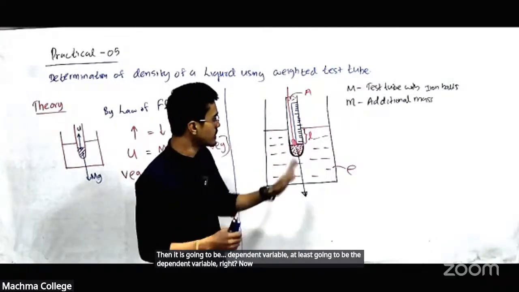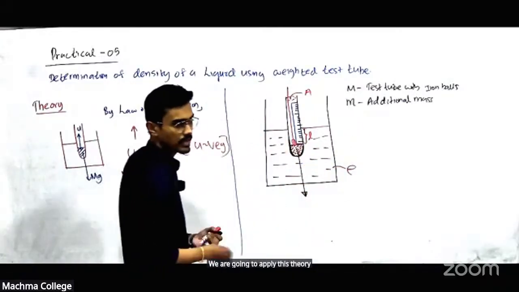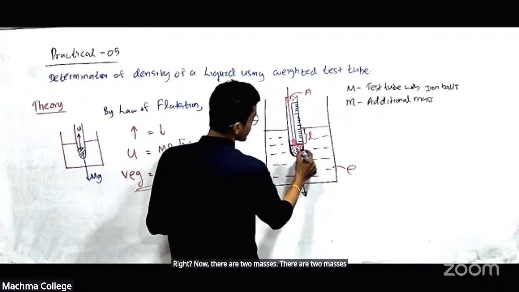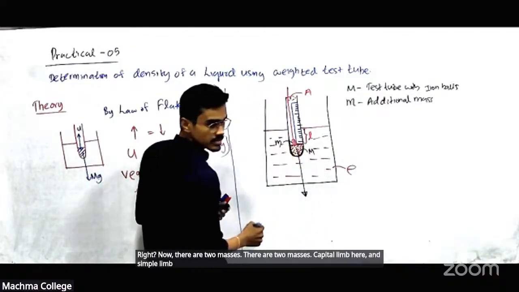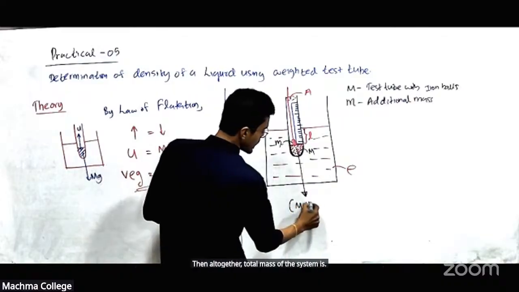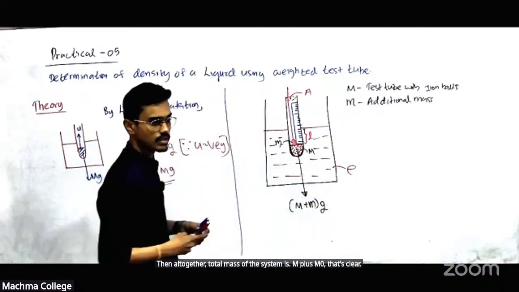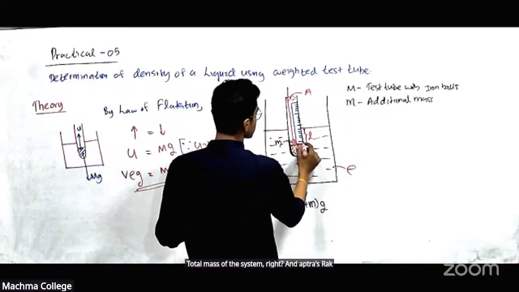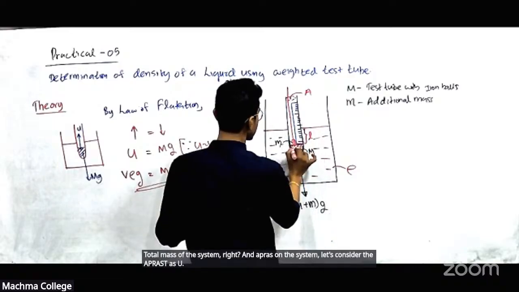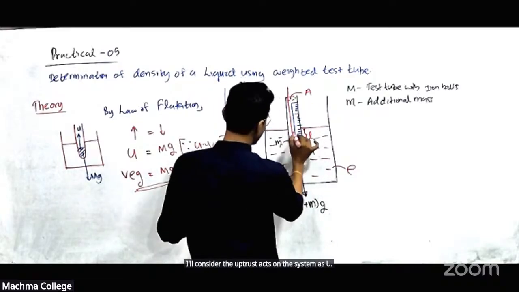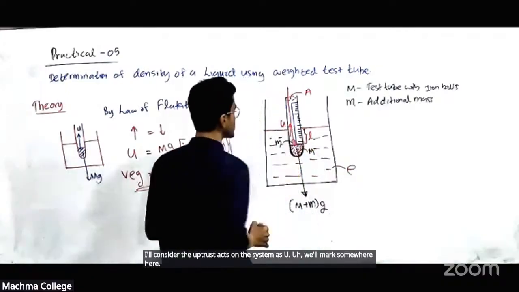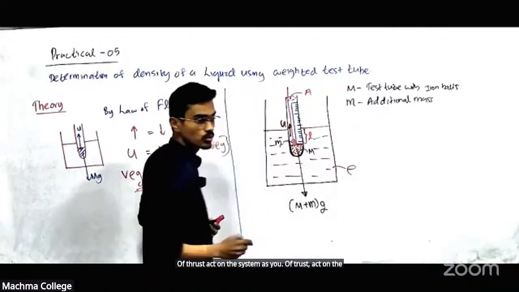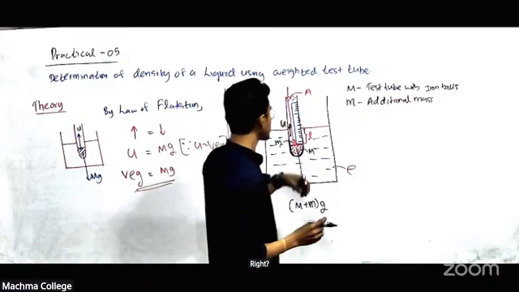Now considering that, we are going to apply the law of flotation again. Now there are two masses, capital M here and simple m here. Then altogether the total mass of the system is M plus m, no? That's clear. And upthrust acts on the system, let's consider the upthrust as U. We'll mark somewhere here, upthrust acting on the system as U.